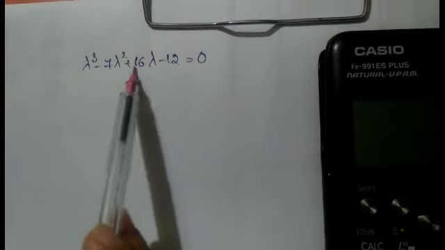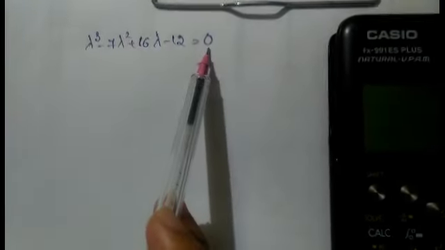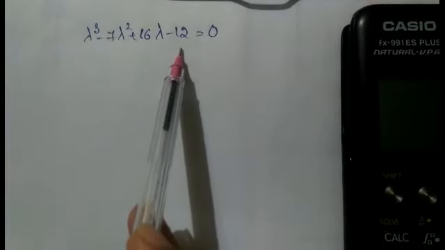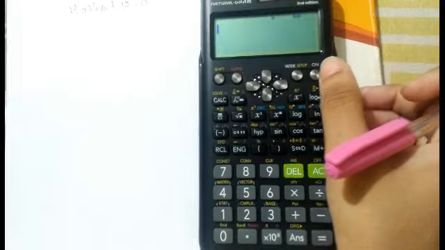Here we got the equation as lambda cube minus 7 lambda square plus 16 lambda minus 12 equals to 0. So solve this equation and get the values of lambda. For that we use the calci here. First on the calci.